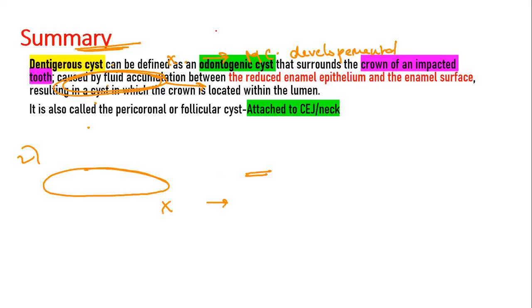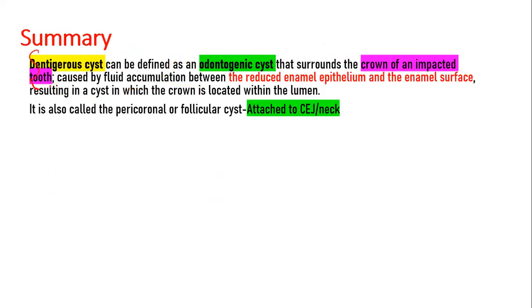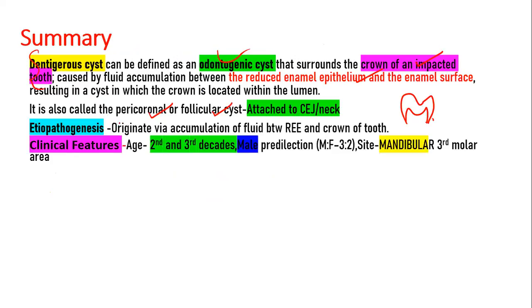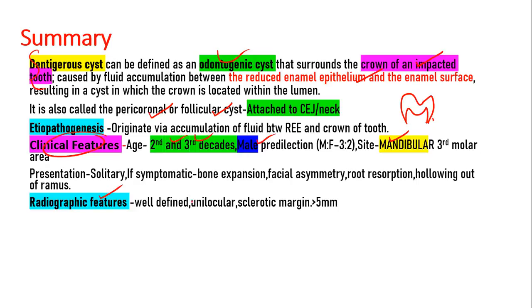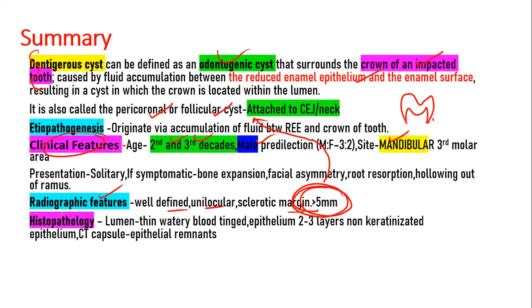To summarize, we have studied what is the dentigerous cyst, an odontogenic cyst surrounding the crown of an impacted tooth caused by fluid accumulation between the crown surface and the reduced enamel epithelium. It is also called the pericoronal or follicular cyst. Clinically, it is seen in the second and third decades in males in the mandibular third molar area, radiographically well-defined, unilocular with sclerotic margins greater than 5 mm. Right? This was the differential diagnosis to the dental follicle.